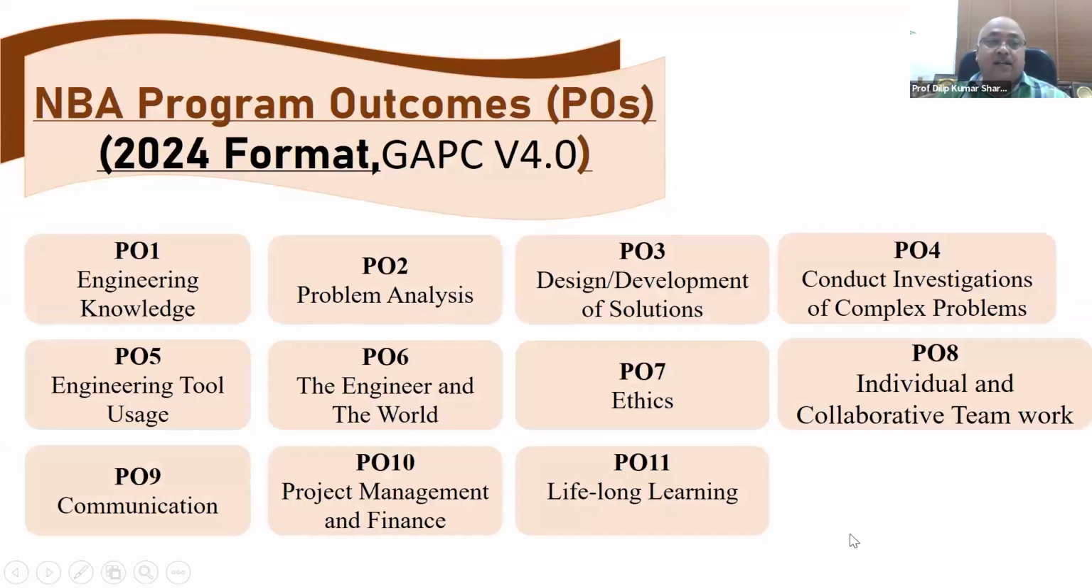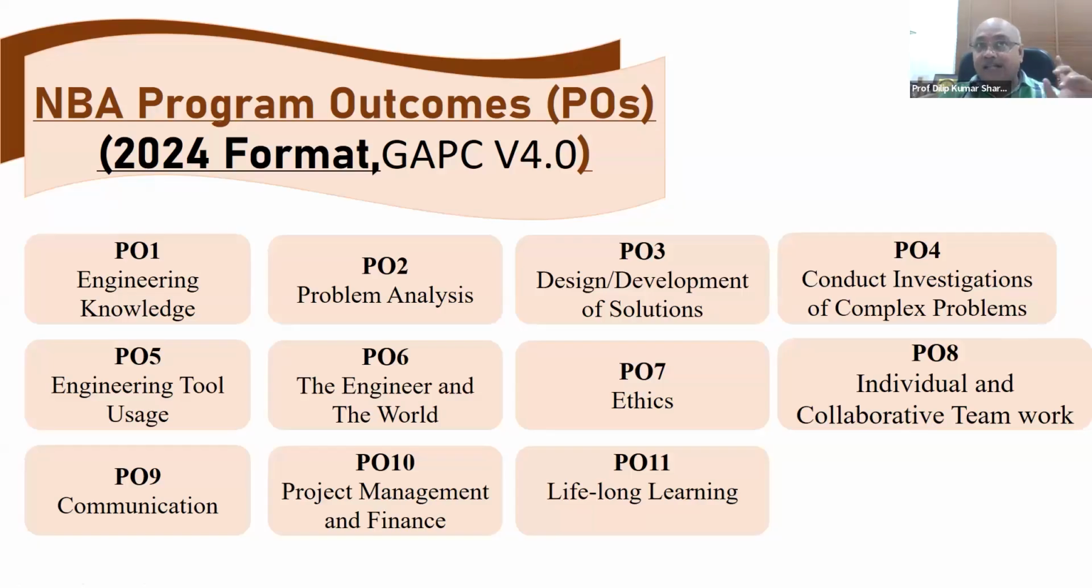So you can see this I put from the NBA manual, because all the content will be aligned, because in one case I took the engineering program. You can see the management manual, something will be different, but not the whole. From the latest Tier 1 2024 format, GAPC version 4.0 as per the Washington Accord, we are going to have 11 program outcomes. Please remember, for the earlier format, we had 12 program outcomes.